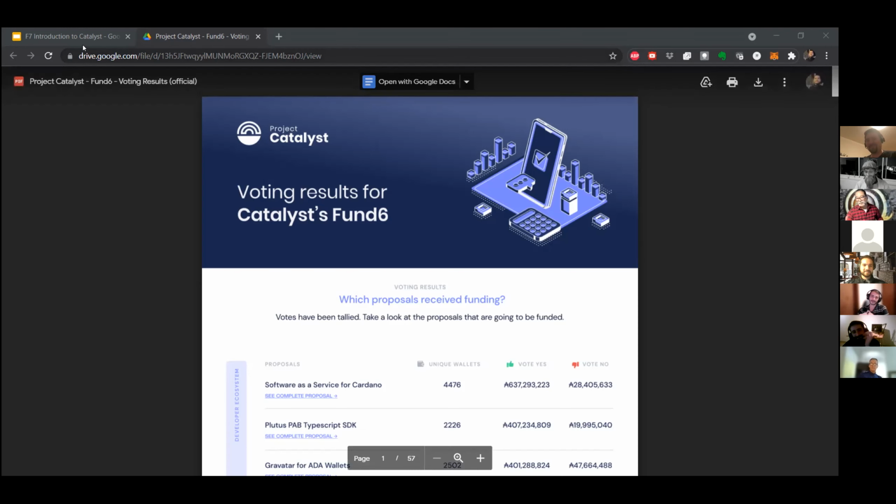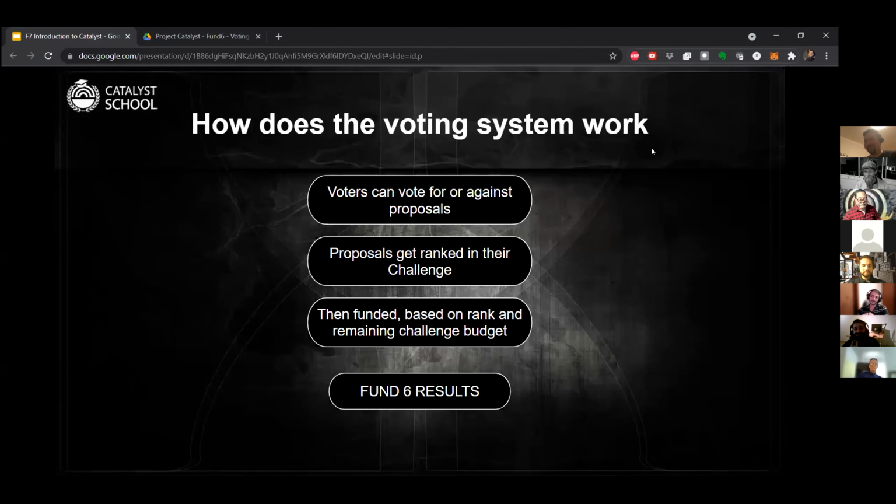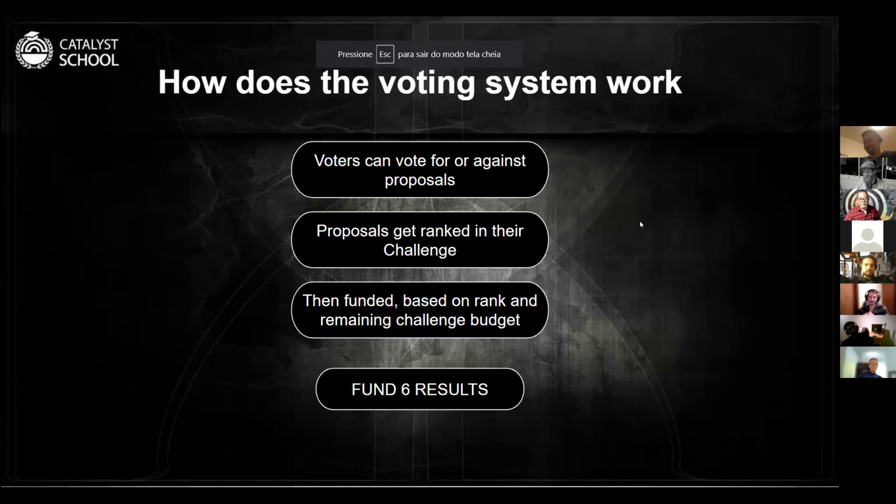Because when voted and funded, you are not funded to submit your proposal. You will be funded to execute your proposal, and you have to report on the achievements, on the progress, and you are accountable as you receive treasury fundings.